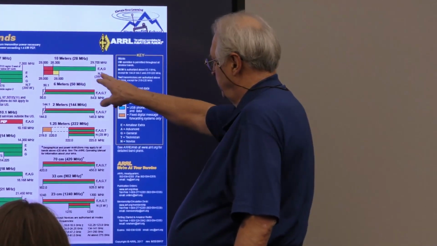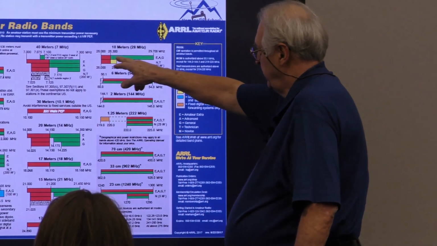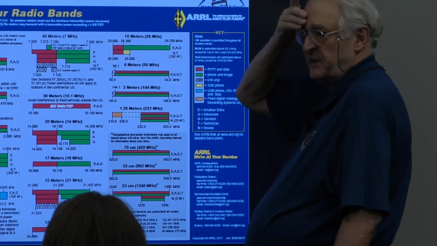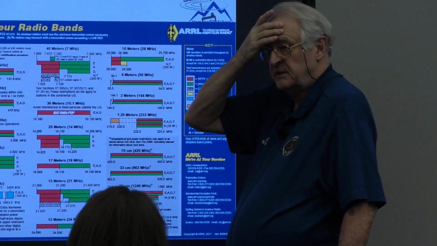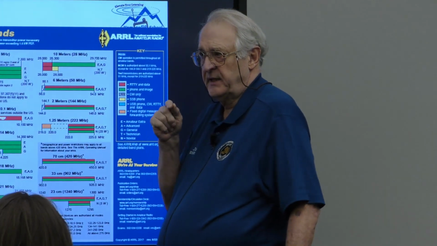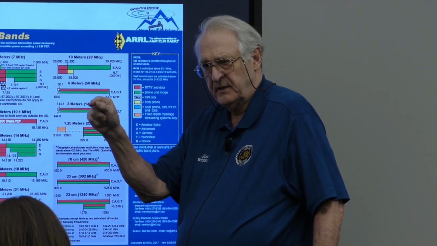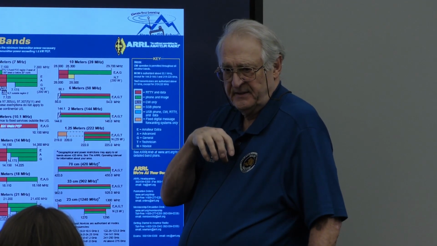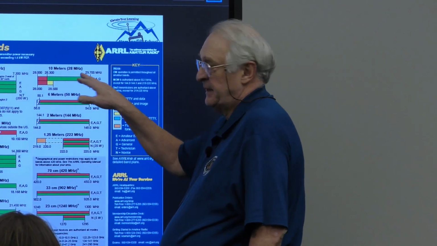And we see that we have green from 28.3 to 29.7. And the green is phone and image. Well, what's image? Image is slow scan TV. It's actually a digital mode. But the FCC doesn't regulate by the way it's transmitted. They regulate by the content of the signal. An image is not considered digital data. It's an image. So it's sent in the sideband, the voice bands. It's a warbling tone that annoys some operators, but it's legal in that band.